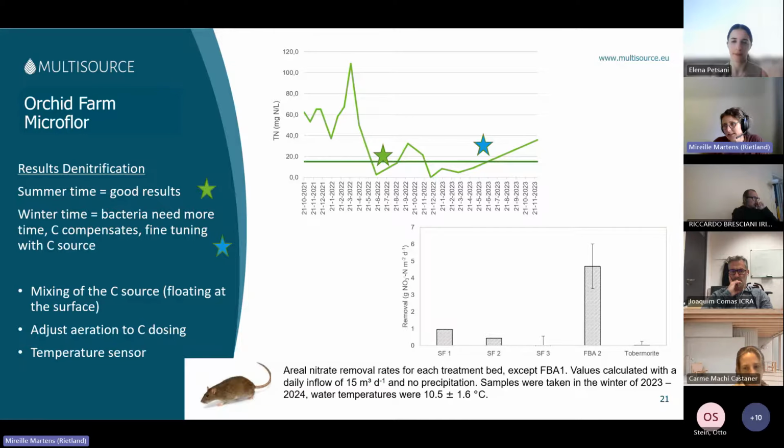And then, yeah, sometimes things go wrong. We have a temperature sensor that gives an indication to the PLC when carbon should be added or not. But a rat was walking around and disabled the temperature sensor. So that also was a setback.